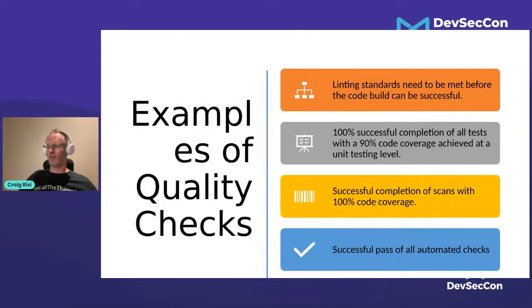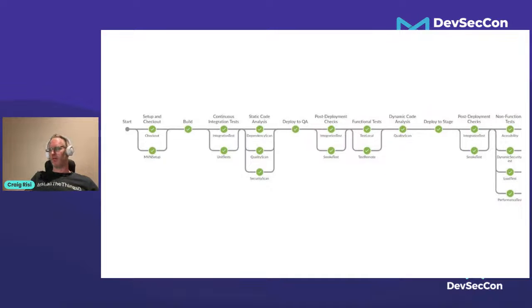And these are examples of some quality gates that we can put in. So if we go to the next slide, this is an example. This is not a slide I came up with. This is a picture that you can easily find on the internet.